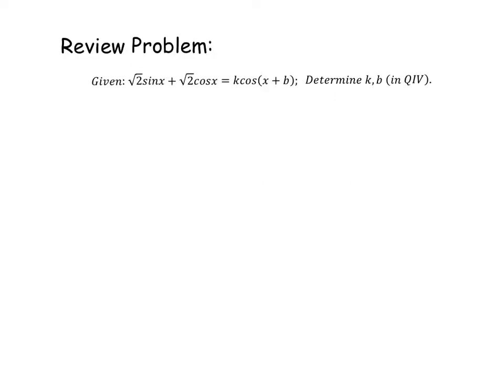Okay, let's get started with a review problem from day number 5 material. Given root 2 sine x plus root 2 cosine x equals k cosine (x plus b), determine k and determine b. So let's expand that right side. Oops, that should be cosine (x plus b). Expanding, I'd get k cosine x cosine b minus k sine x sine b.